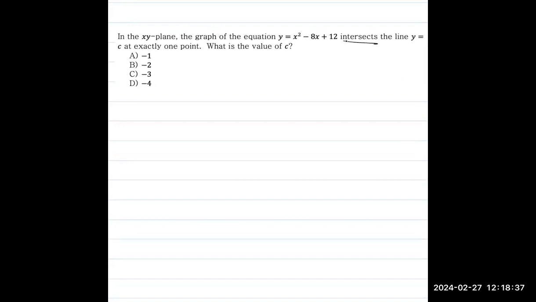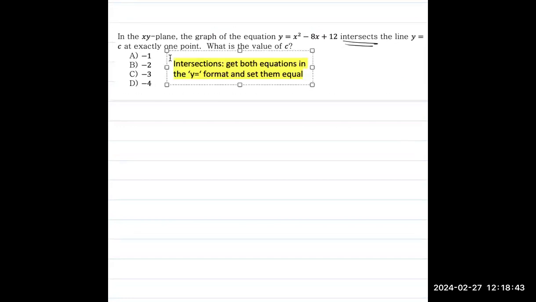In this question, we have an intersection, and for intersections, the one-liner is get both of the equations in the y equals format and set them equal. So for us, that would look like x squared minus 8x plus 12 equals c.